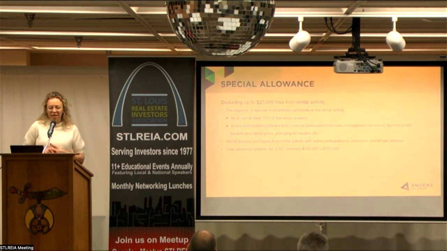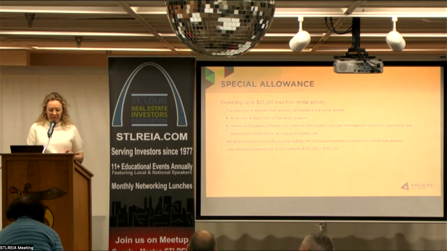So I had mentioned that there is a special allowance for deducting up to $25,000 of a loss from a rental activity. So now I just want to cover the rules around that special allowance. In order to be eligible for this, the taxpayer or the spouse must actively participate in the rental activity. This means that the taxpayer or their spouse has to own at least 10% of the rental activity or the rental property, and then you have active participation.